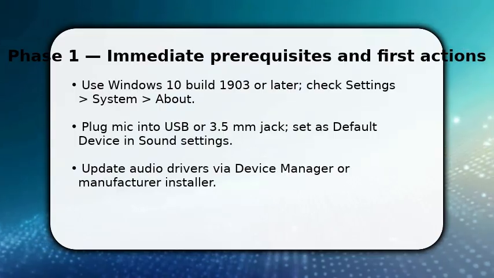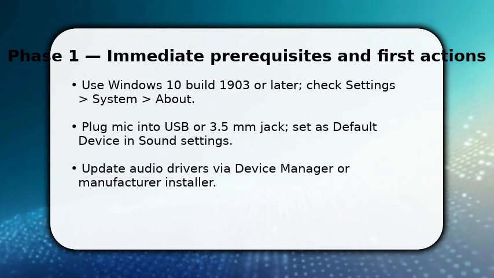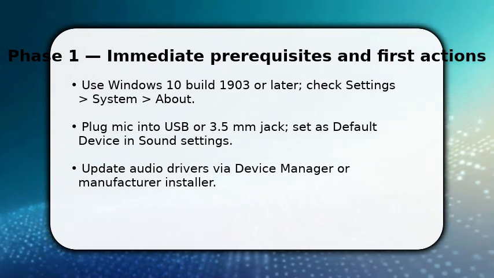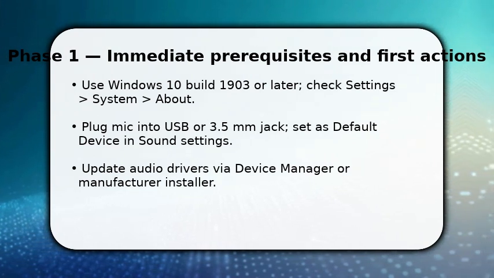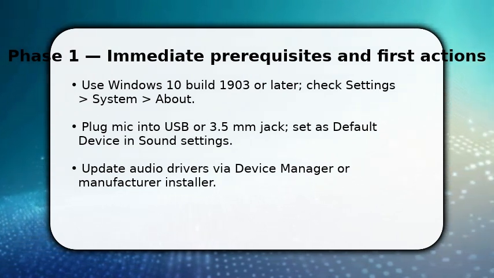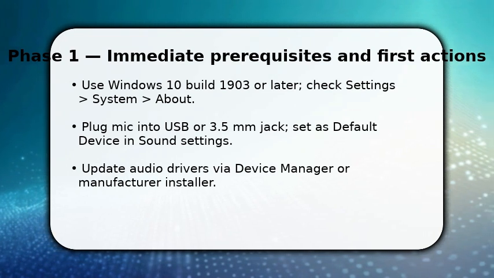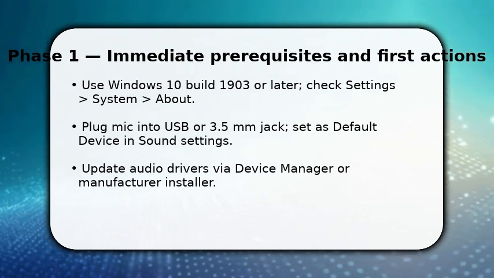You start by verifying Windows and your mic are ready. Open Settings, confirm your build, because noise features require recent updates. Plug the microphone into USB or the mic jack and make it the default device in sound input. This ensures apps route correctly.